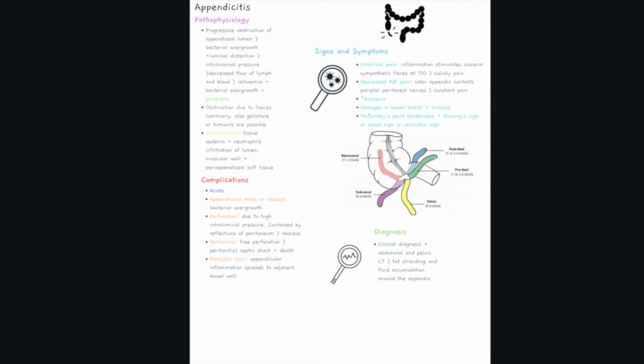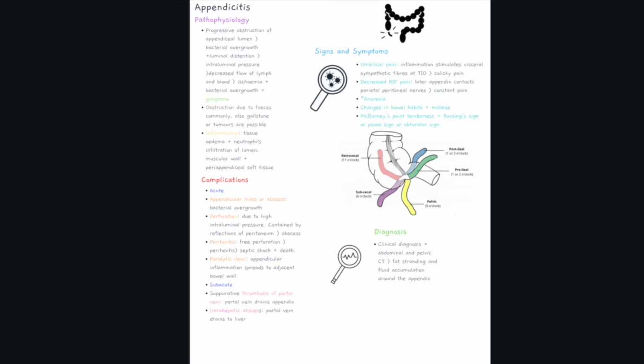Due to bacterial overgrowth, there may be an appendicular mass or abscess. If the inflammation spreads to the adjacent bowel wall, it can cause paralytic ileus or constipation. Also, due to the high intraluminal pressure, as discussed before, there may be perforation. Now, if it is contained by the reflections of the peritoneum, it causes an abscess. However, if there is free perforation, it can cause peritonitis, septic shock, and death.